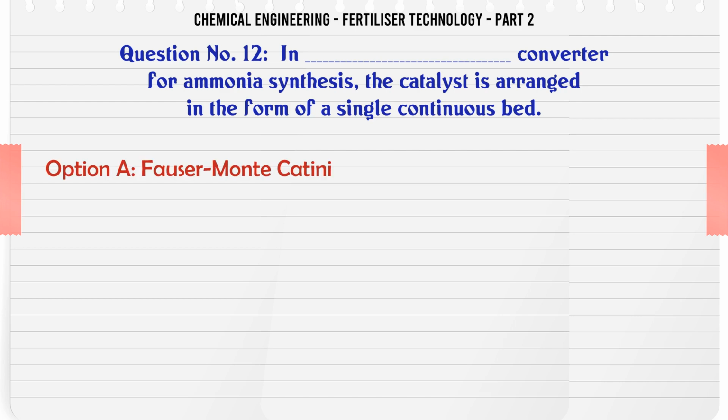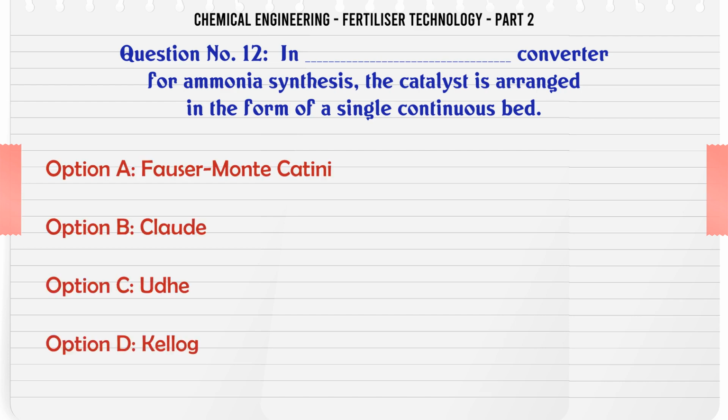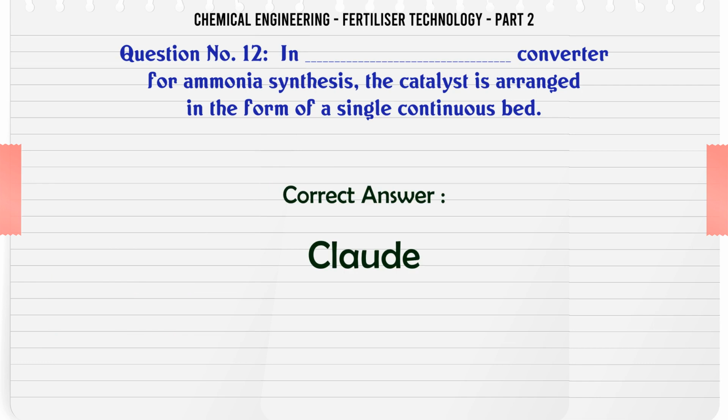In converter for ammonia synthesis, the catalyst is arranged in the form of a single continuous bed. A. Pozer Montecatini, B. Clog, C. Ode, D. Kellogg. The correct answer is Clog.